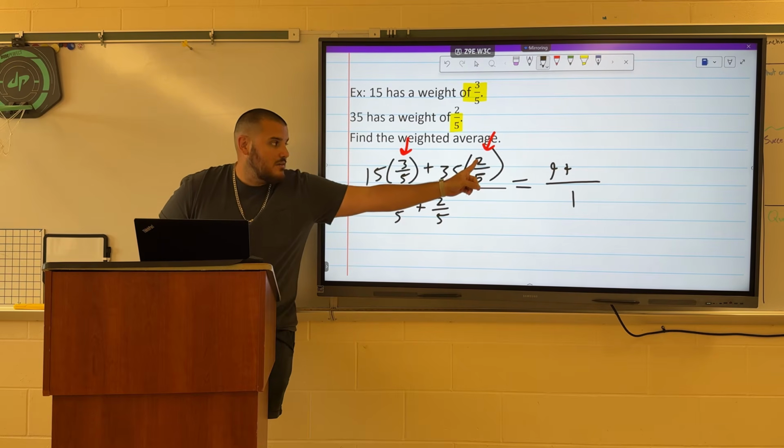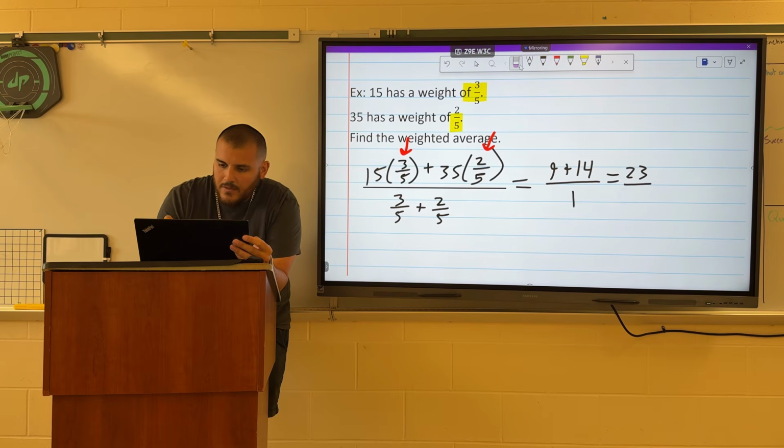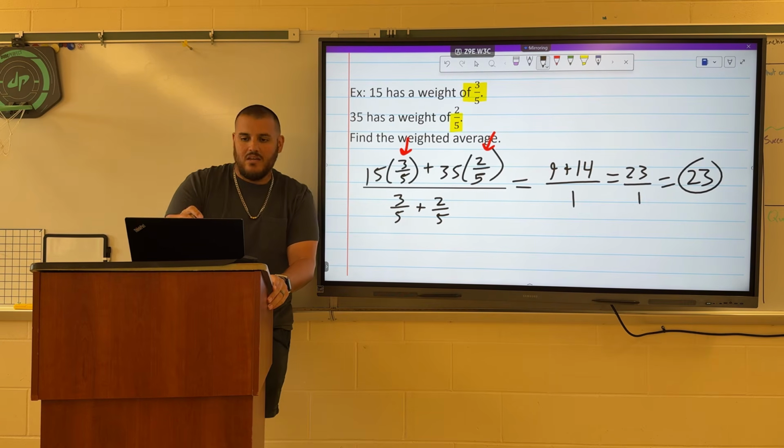Plus 35 times 2 divided by 5. 35 times 2 is 70. 70 divided by 5 is 14. 9 plus 14 is 23. And any number divided by 1 is equal to itself. So we get a weighted average here of 23.